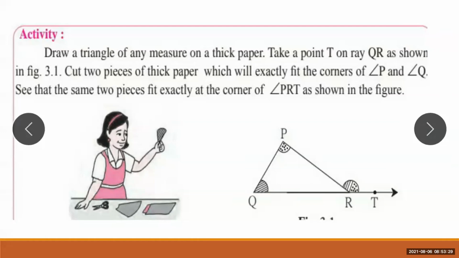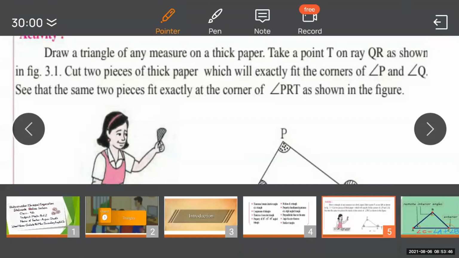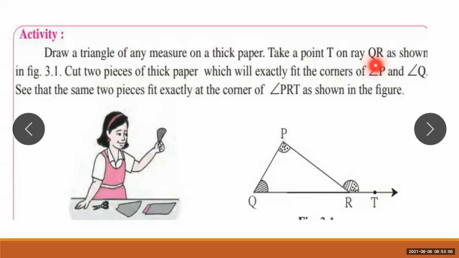Any measure on a thick paper. You also can do this experiment. Take a thick card sheet paper and draw any triangle on it. Okay. Take a point T on it.